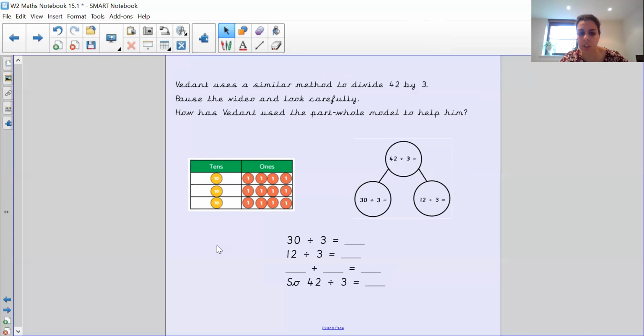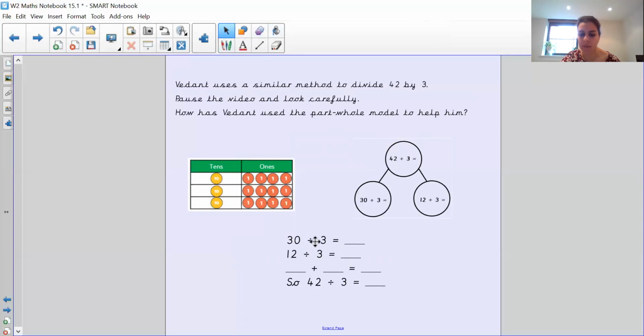I'd like you to pause the video, have a look at that carefully for me, and also have a look at your 10s and your 1s counters to see how we split it up, and then I'll go through it with you. Okay, so in these questions, the main number, in this case 42, you need to be able to split into two numbers that go into the number that you're dividing it by. So 42, like I said, they've split it into 30 and 12. Then we can use that to help us.